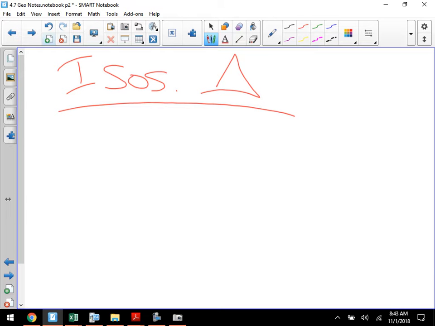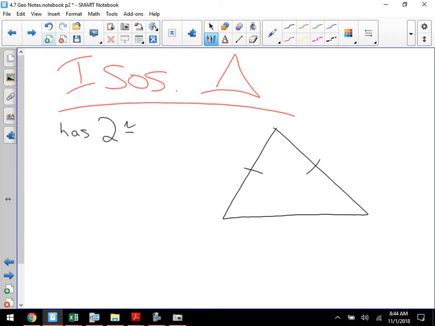Isosceles triangle. This is something that all of you have worked with. This is something that each and every single one of you knows what it looks like. When you have an isosceles triangle, what makes it isosceles? Do you remember? What's that? No, that's scalene. Very good. So an isosceles triangle is a triangle that has exactly two sides the same. Isosceles triangle has two sides the same. Two congruent sides.